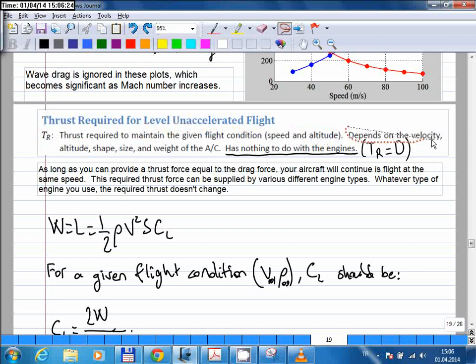It depends on the velocity, altitude, shape, size, and weight of the aircraft. And it has nothing to do with the engines. So let me explain what I mean by this.